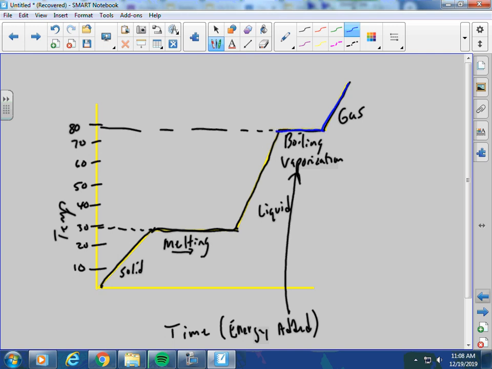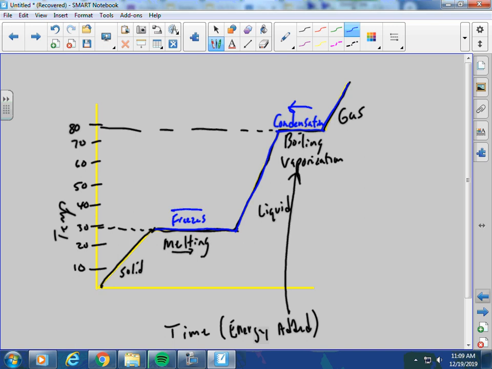Gas forming a liquid is called condensation. So the condensation point and the boiling point are the same thing. It's just different directions. This is going from gas to liquid. Once it all turns into liquid, we can cool the liquid, cooler and cooler, and then it freezes. Okay? And it turns into a solid.